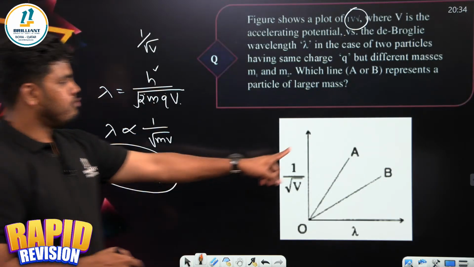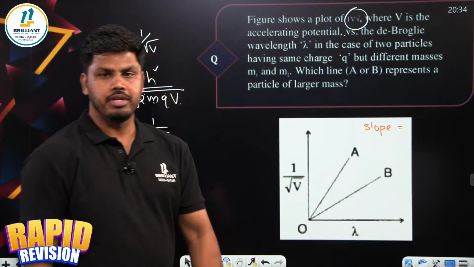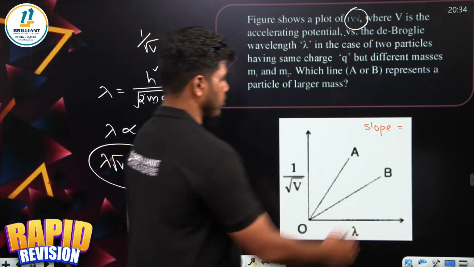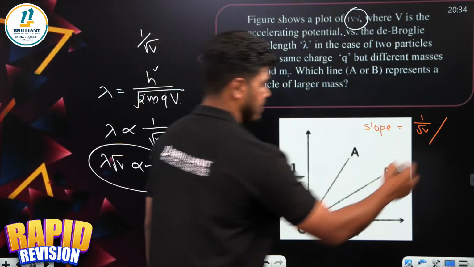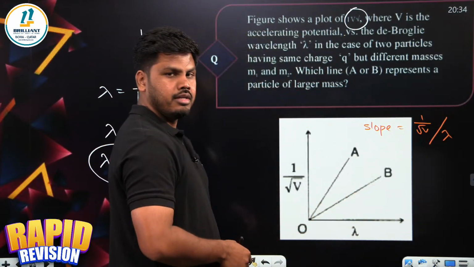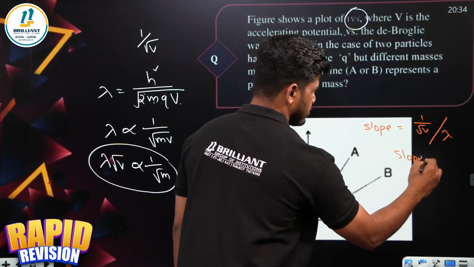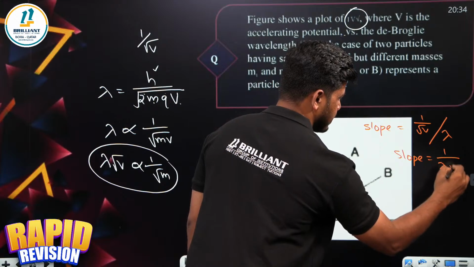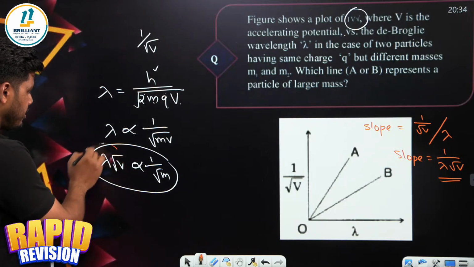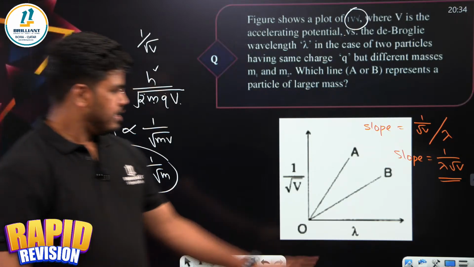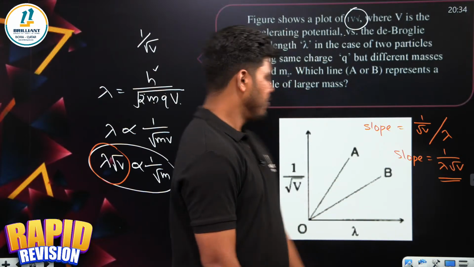Now look at this. What will be the slope of this graph? We know slope is y-axis by x-axis. So 1 by root of V is the y-axis, divided by the x-axis value, which is lambda. Correct? So slope of the graph is going to be 1 by lambda root V. That is why I calculated lambda root V before. Slope of the graph is 1 by lambda root of V.